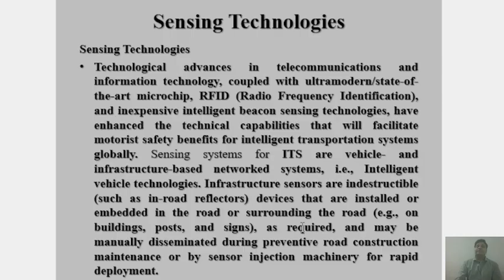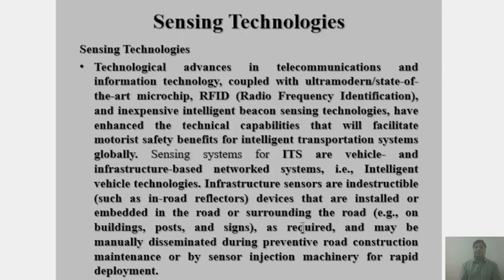Next, coming to sensing technologies. What is a sensing technology? The word itself says it is sensing something to get information. Sensing technology is the technological advancement in telecommunications and information technologies, coupled with microchips or RFID, which is radio frequency identification, and inexpensive ITS, that is intelligent beacons, using sensing technologies with different technical capabilities which will facilitate motorist safety benefits in the intelligent transportation system globally.